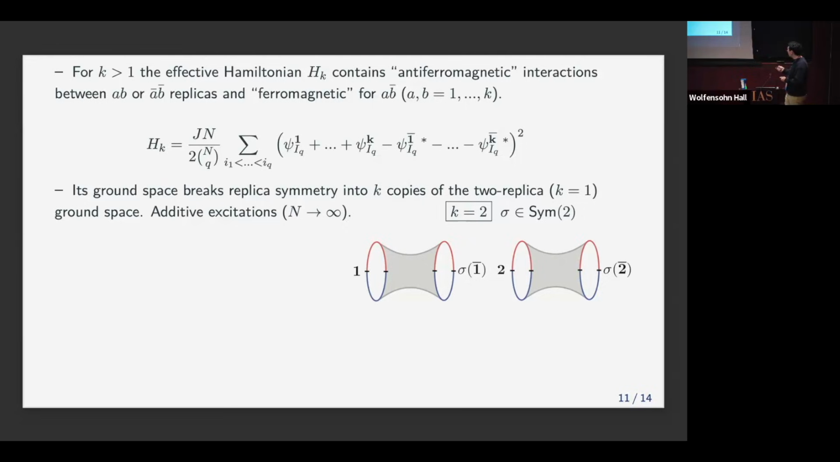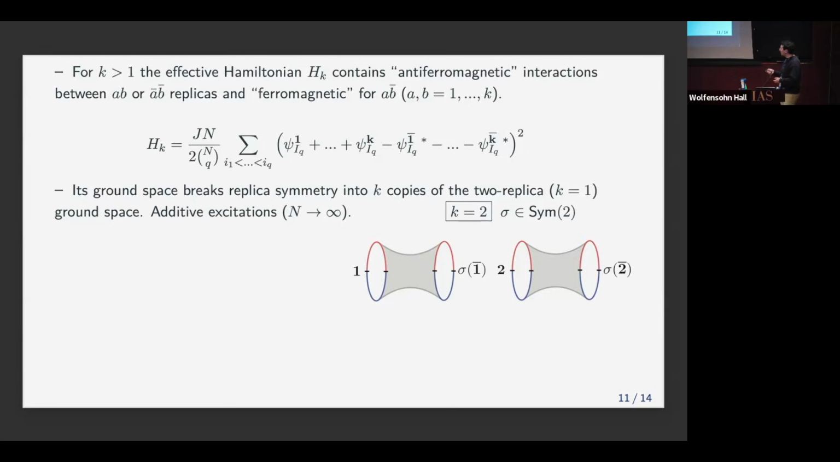What this means at the level of the large n saddle points contributing to the frame potential is that the ground space contribution, the late contribution, will just correspond to k factors of a 2 replica wormhole joining forward and backward replicas. So for k equals 2, there are actually 2 different, topologically distinct ground states associated to the different permutations, which are the ways to connect the forward and backward replicas in different ways. So for general k, the ground states are labeled by elements of the permutation group of k elements.